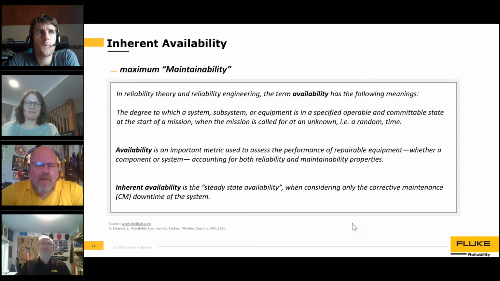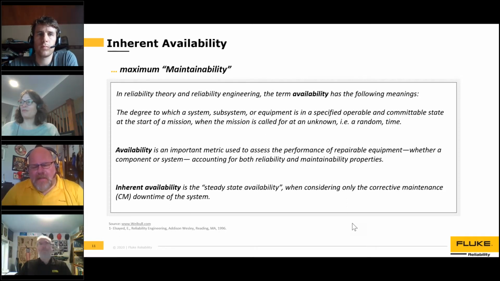But one of the things I wanted to also note was the PF interval. So the inherent availability is the steady state availability when considering the corrective maintenance downtime of the system. This was actually defined back in 1996 with Weibel. So trying to make sure that we understand what we're talking about with corrective domains, okay?